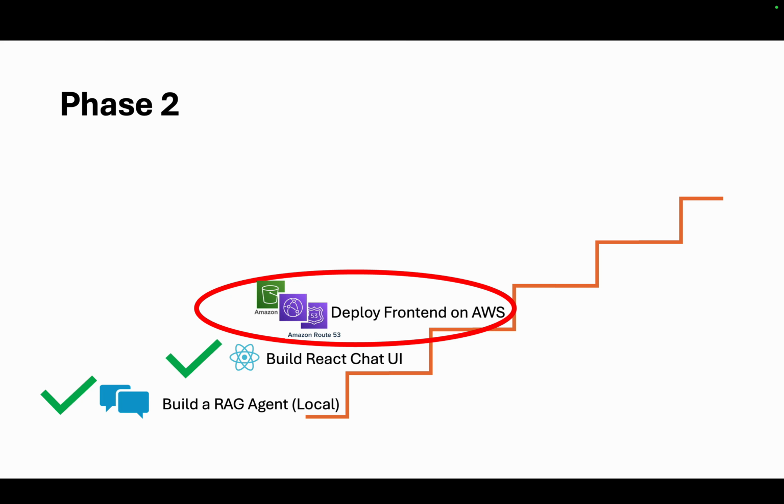For the purpose of this demo, we will deploy the frontend using only S3 and CloudFront. In a real production setup, you would usually attach a custom domain using Route 53. But since that requires purchasing and configuring a domain, we will skip that step here and simply use the CloudFront URL.